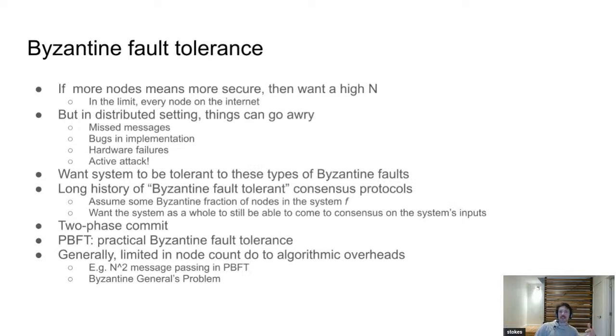There could be bugs in implementation. You can imagine that we have all these nodes out there and they have different implementations of the same software. And again, as long as there's a correct implementation, they'll compute the same output, everything's good, but there could be a bug. And so maybe some nodes fall off the network or see a different view.